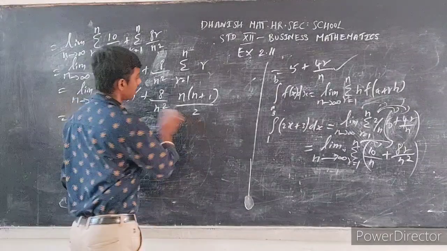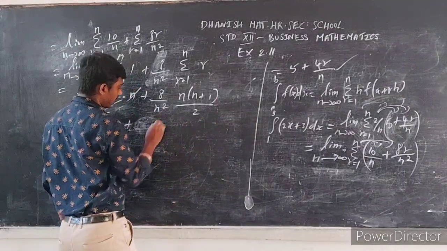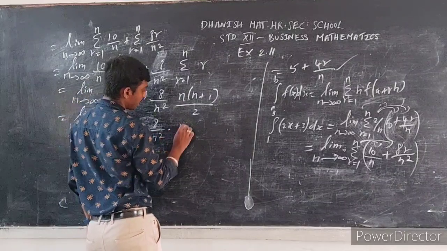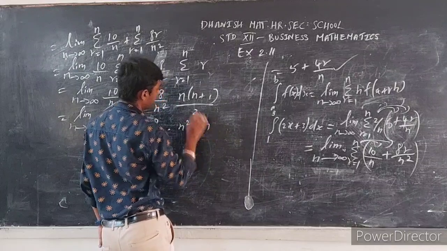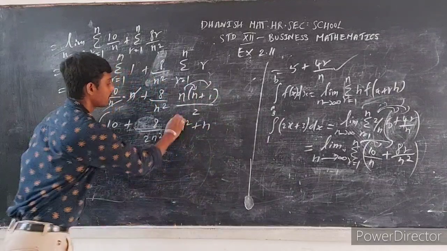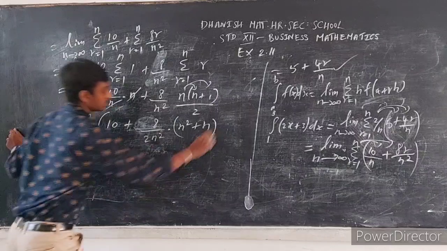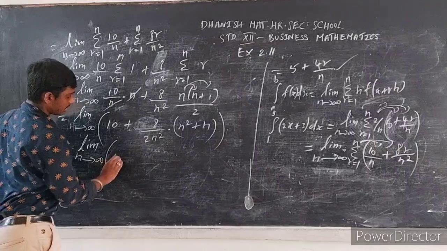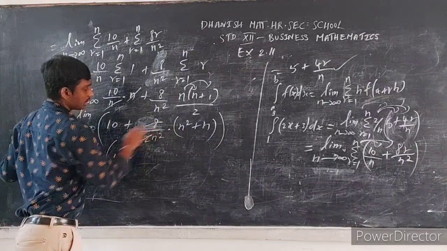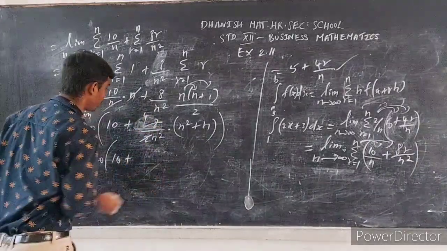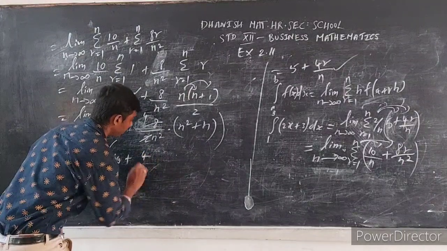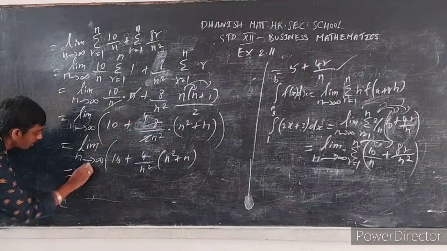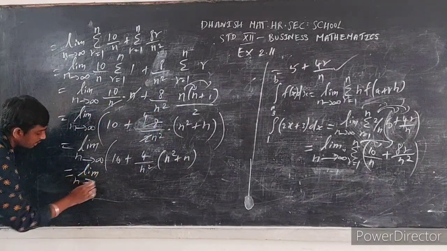Now I am taking this one. 2 will be 8 divided by 2n square into n square plus n. Now I am multiplying this one: n square plus n means like this. Limit n tends to infinity, 10 plus. Now I cancel this one. What's the value? That will be 4 divided by n square into n square plus n. Then limit n tends to infinity.